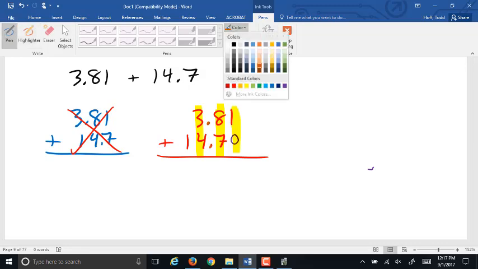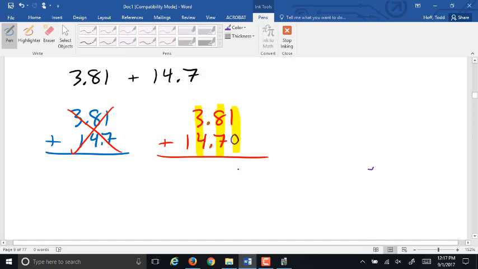Now we'll go ahead and add 1 and 0 is 0. Or 1 and 0 is 1, thank you. My little hamster's already in the campground for Labor Day weekend.